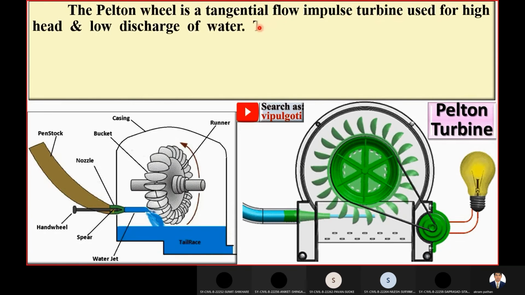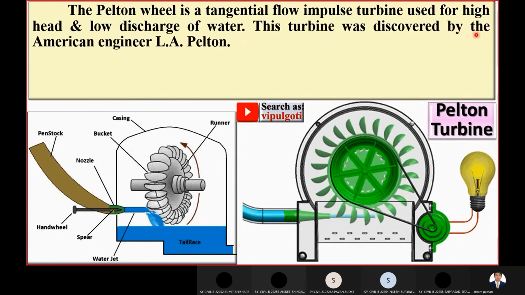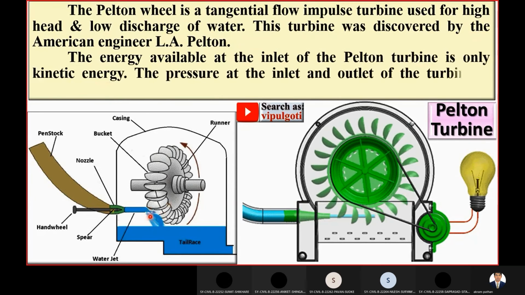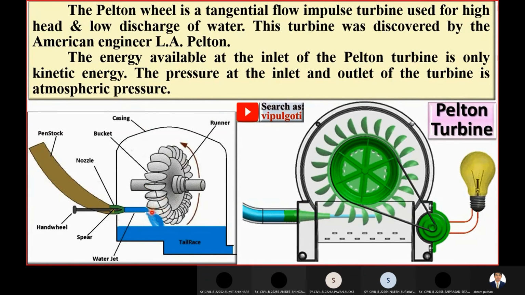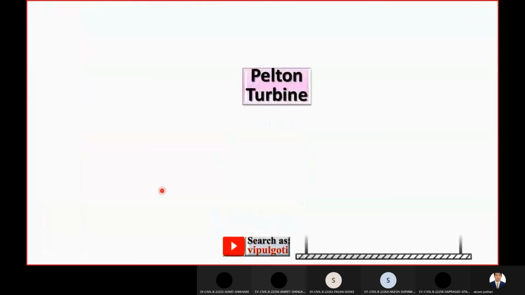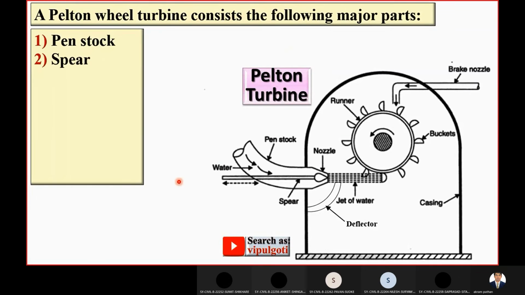So this is known as the Pelton wheel turbine. The Pelton wheel turbine is a tangential flow impulse turbine used for high head and low discharge of water. This turbine was invented by the American engineer L.A. Pelton. The energy available at the inlet of the turbine is only kinetic energy. The pressure at the inlet and outlet of the turbine is atmospheric pressure.